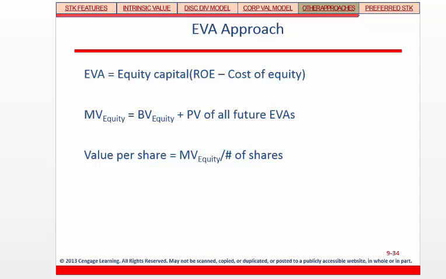Now, if you want to find the value per share, you're first going to have to get the market value of equity, and this is going to be the book value of equity plus the present value of all future economic value added. Once you get the market value of equity, you'll divide that by the number of shares outstanding, and voila, now you have your intrinsic value based on the EVA approach. So those are the four different models or approaches that I want you to know about, because there might be a question like that on your exam.